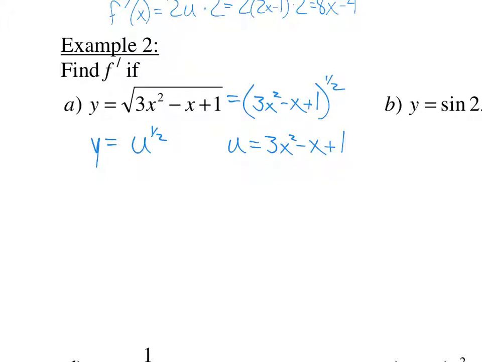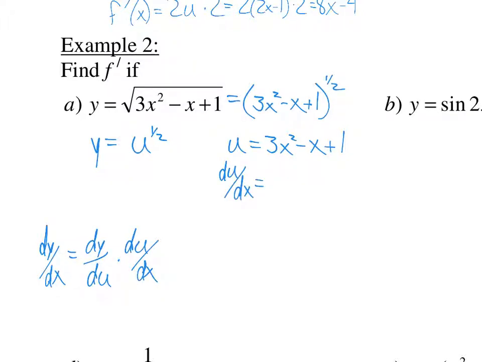Now, if you recall, dy dx is dy du times du dx. That was our chain rule. So now all we have to do is figure out what those two things are, and we can multiply them together to get our derivative. So, du dx, we'll start with the easier part here. What's the derivative of 3x squared minus x plus 1? 6x minus 1. Very good.